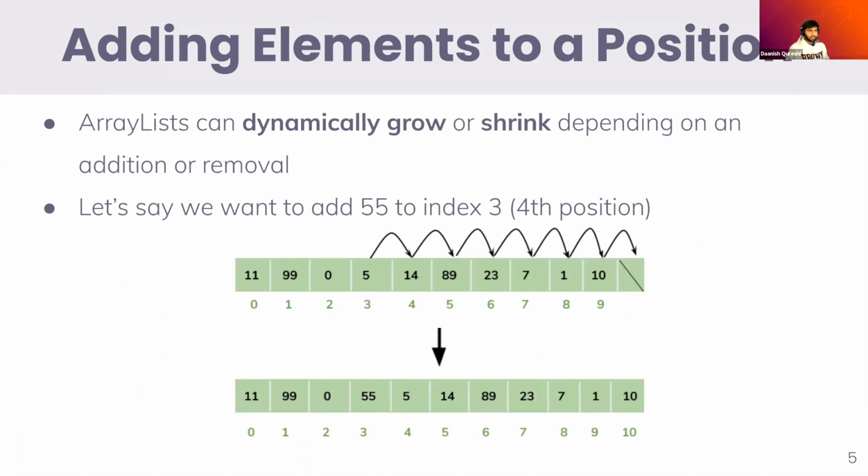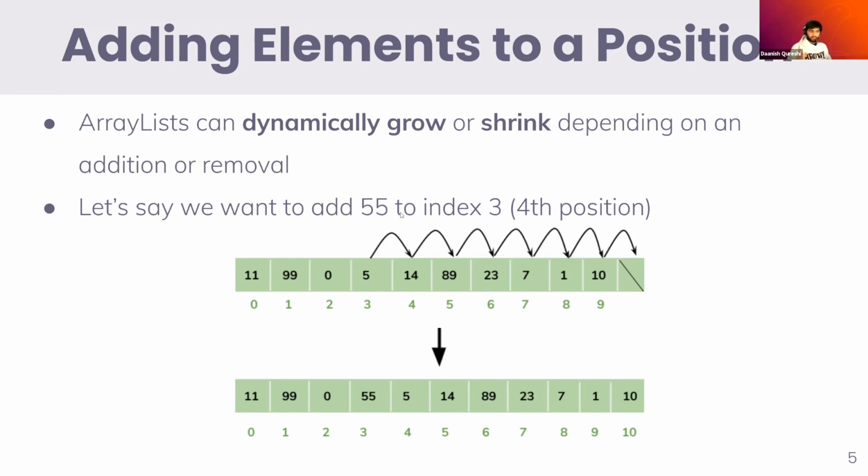Okay. So let's talk about adding an element to a position. Let's say we have this array list right here. It goes 11, 99, 0, 5, and so on. This is our array list. This is how we're going to envision array lists from now on. It's basically blocks in a line. So here, we want to add 55 to index 3. So we want to add the number 55 to the third index.